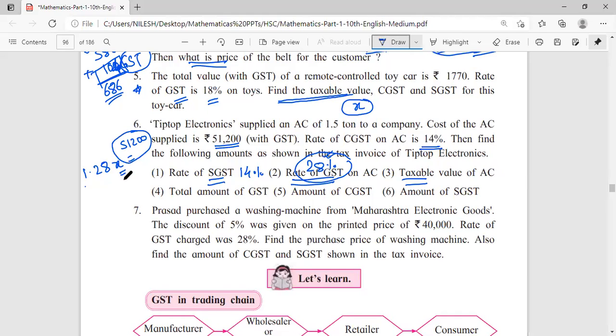Once you find the taxable value, can you find the amount of GST using the taxable value? Yes, sir. Can you find the amount of CGST? How much will be CGST? Half of GST. And how much will be SGST? Half of GST, or equal to CGST. Yes or no?